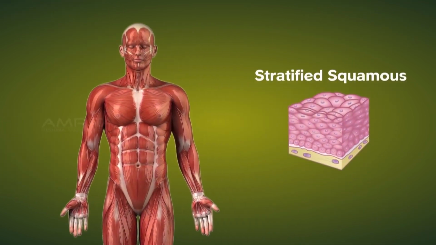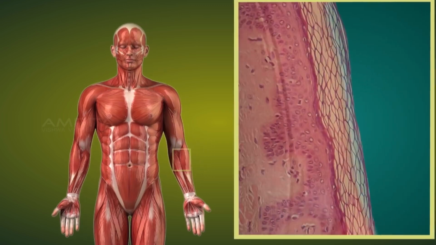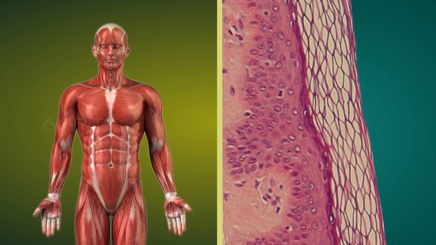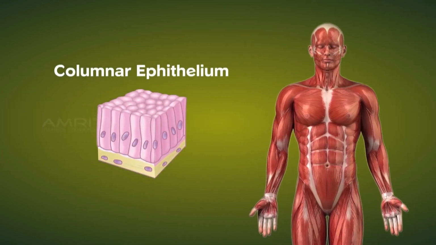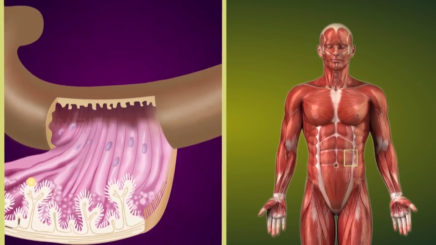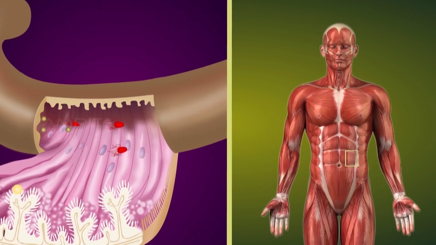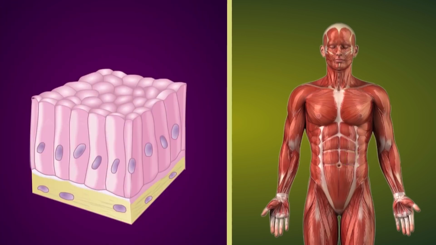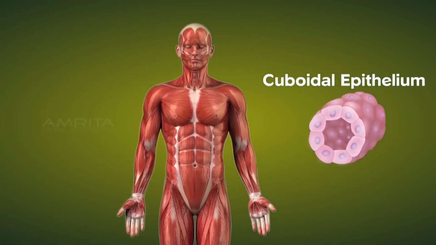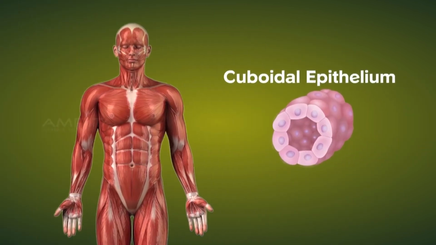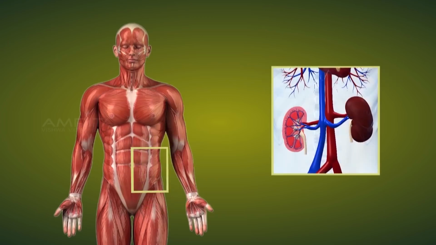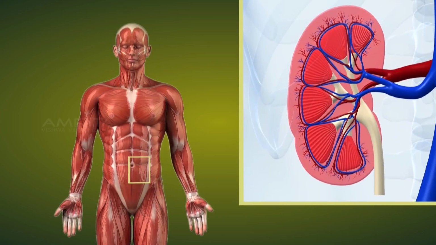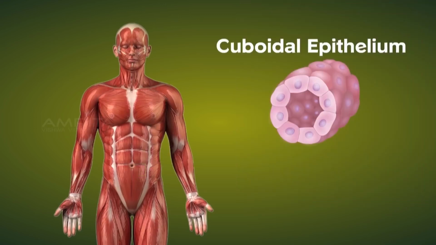The stratified squamous epithelium protects areas subject to abrasion and is found in the skin. It is multi-layered. Columnar epithelium acts as an impermeable barrier against any bacteria that could be ingested but is permeable to any necessary ions. It is tall and shaped like a column. Cuboidal epithelium aids in absorption and provides mechanical support. It forms the lining of kidney tubules. It is shaped like a cube.